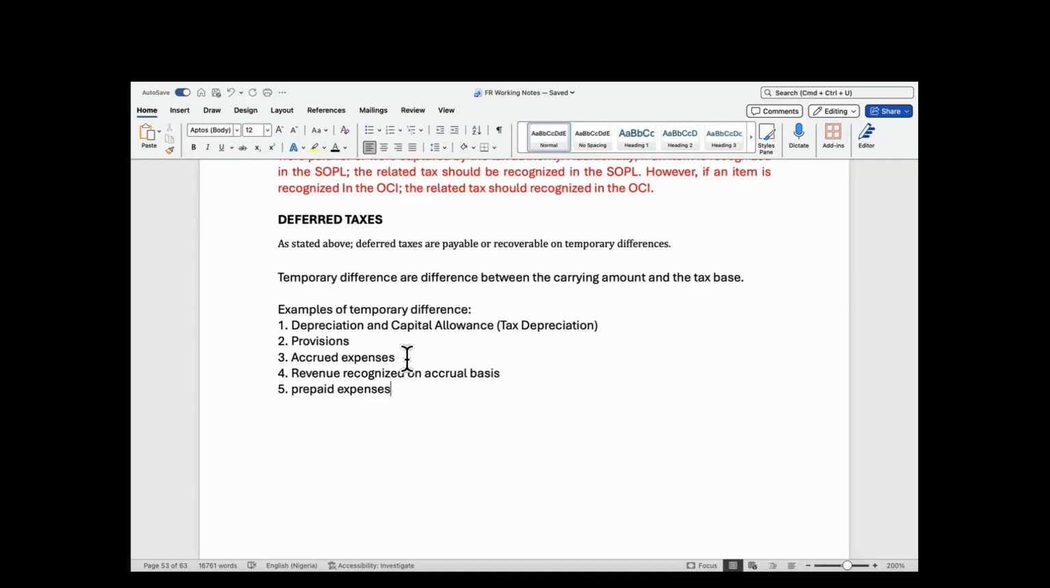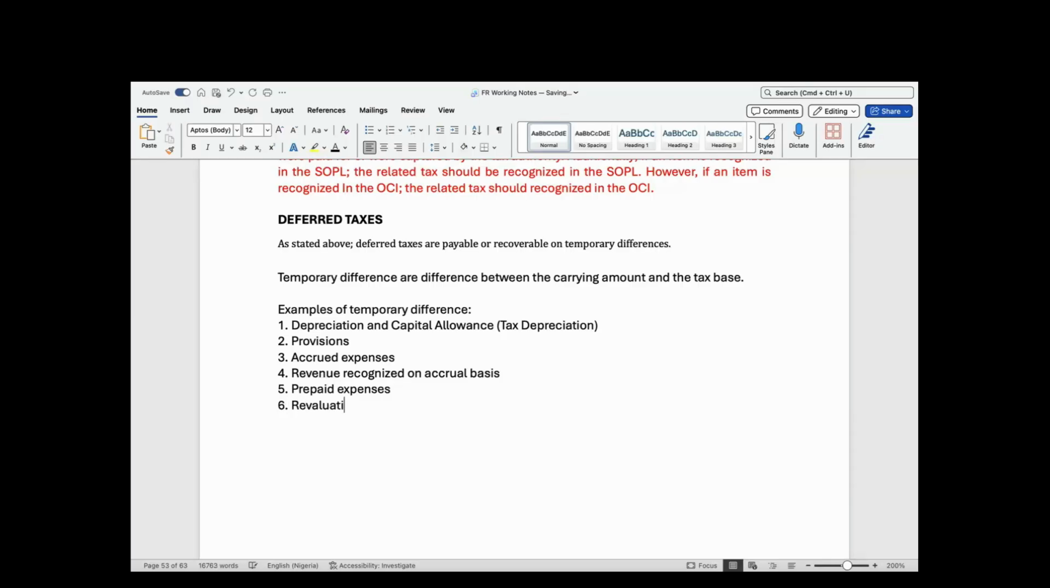But I'm just using this to explain, to make you understand what we mean by a temporary difference. They will say, okay, since you have paid everything, we'll allow it. Then until you put it, you won't have everything in your books. So there will be a difference between your records and what they have captured.